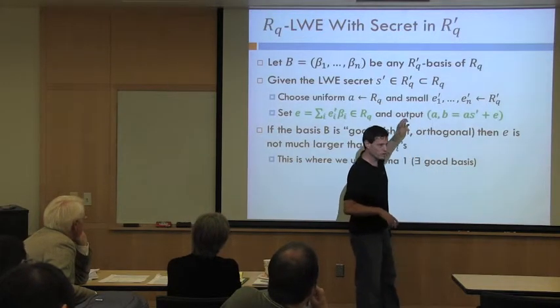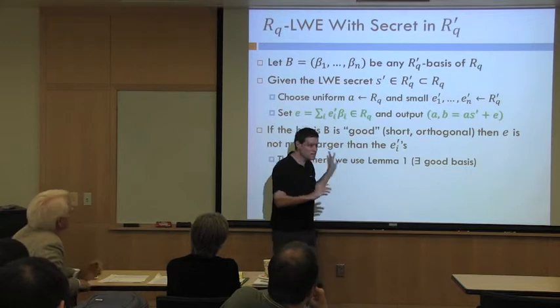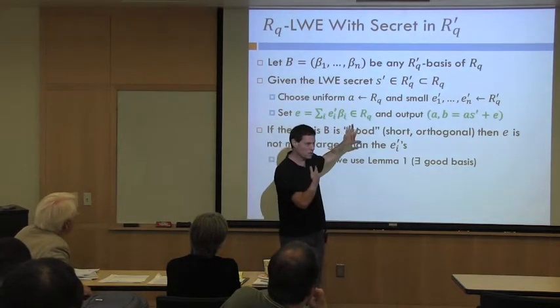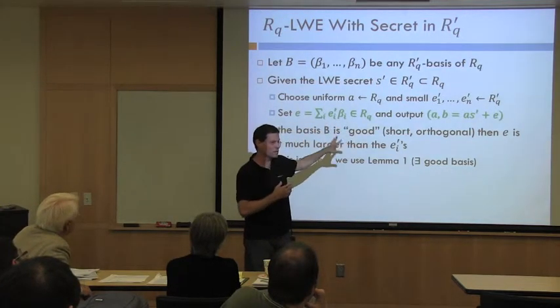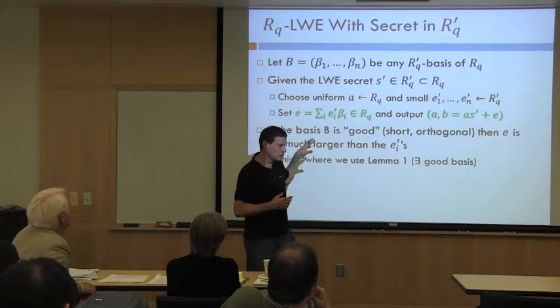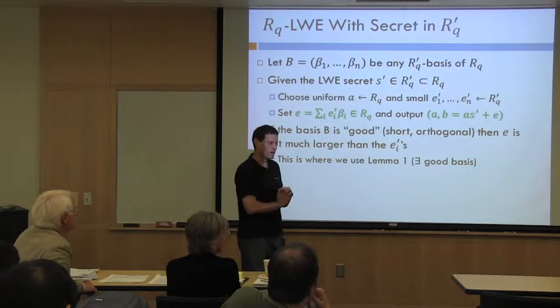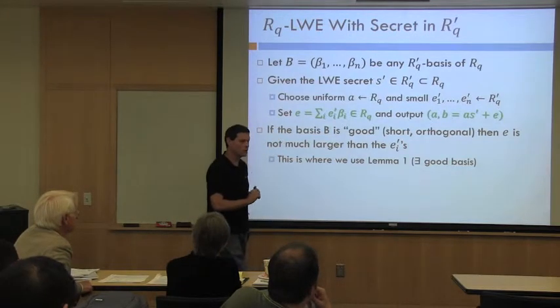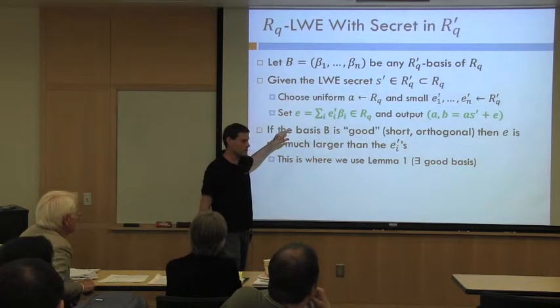No, that's exactly my point. This is actually a requirement of the transformation. S prime has to be in the small ring, and I want to get an LWE instance that is secure even though the secret is in the small ring. And it's as secure as LWE in the small ring, and the reason is the theorem on the next slide.